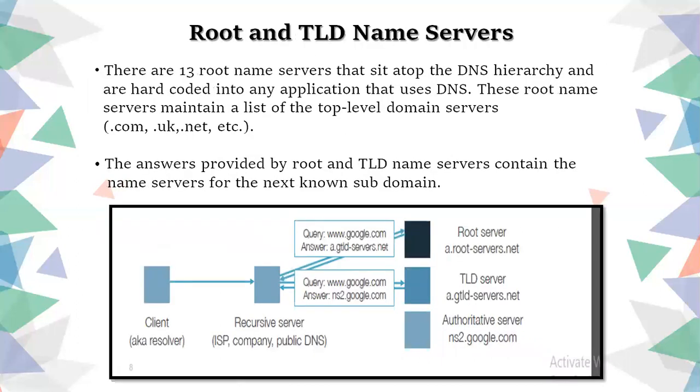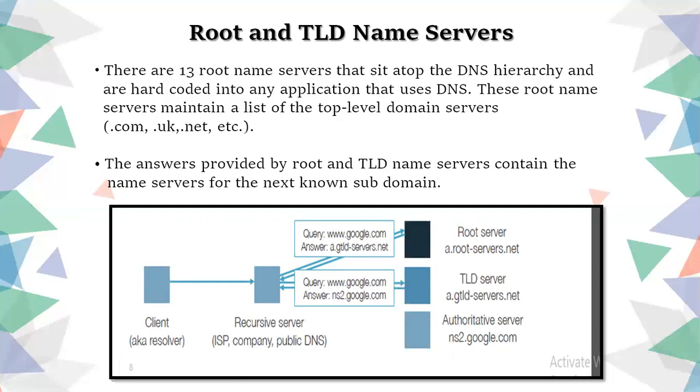The next server we are going to talk about is the root name server. This is the first step of translation. It acts as an index and serves as a reference to other, more specific locations. It points to the root zone and finds the multiple top-level domains like .com and .org, and it gives the TLD IP address. There are 13 root name servers that sit at the top of the DNS hierarchy and are hard coded into any application that uses DNS.